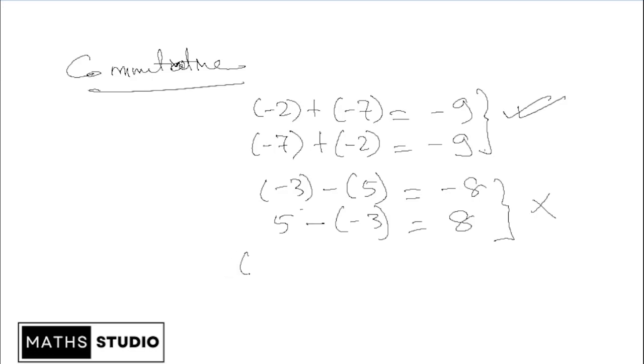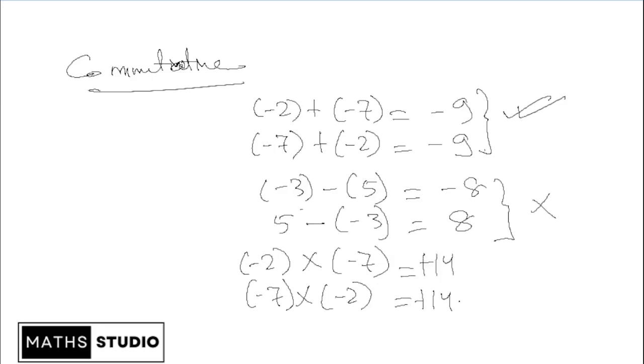Let's see for multiplication. -2 into -7 or -7 into -2. The answer would be the same, +14. +14 in this case also. So multiplication will follow the commutative rule. For division, if we try to do the division, what will happen? -2 divided by 1 will be -2, but if we just change the operands, -1 divided by 2 won't be the same.